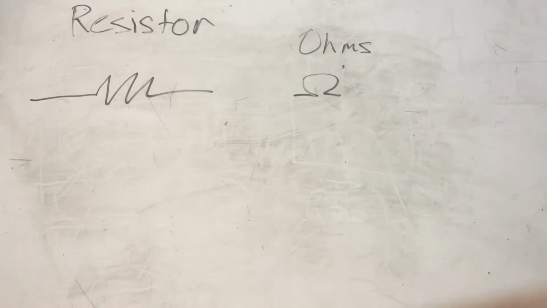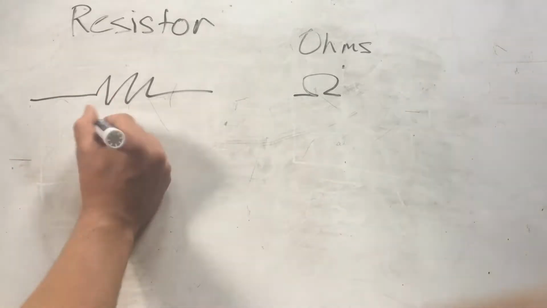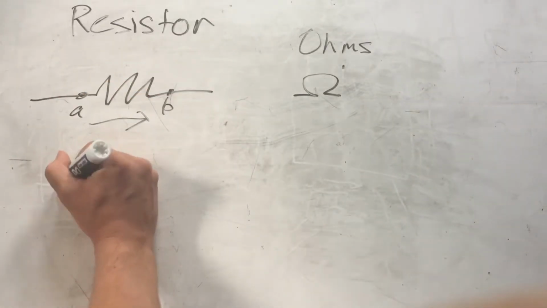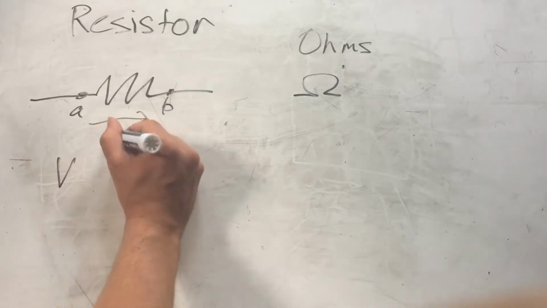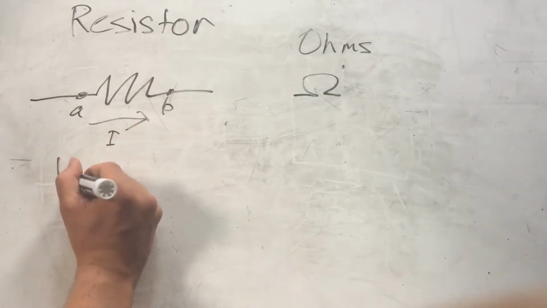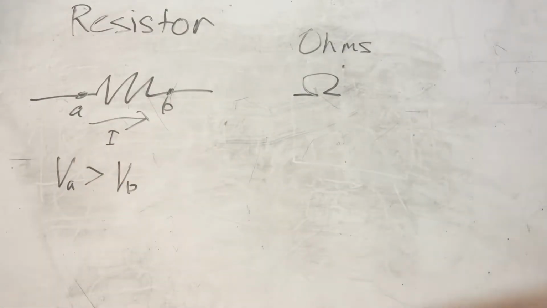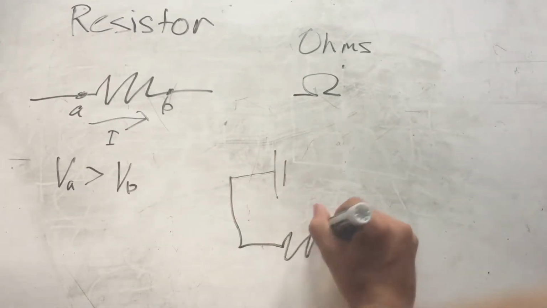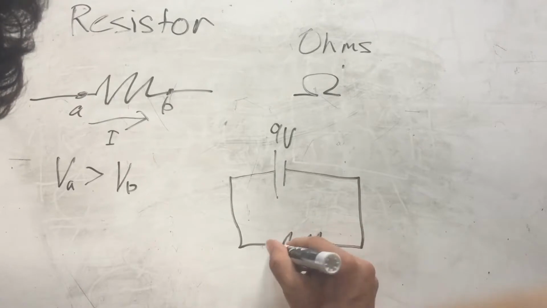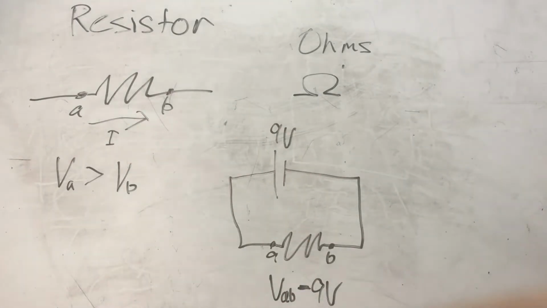When current passes through a resistor, the voltage drops. So for instance here, if the current is moving in the direction of the arrow, voltage at A has to be greater than the voltage at B. When a single resistor is connected to a single battery, the voltage drop across the resistor is equal to the electric potential difference between the terminals of the battery. Other cases are a little bit more tricky, but we'll get into that later.